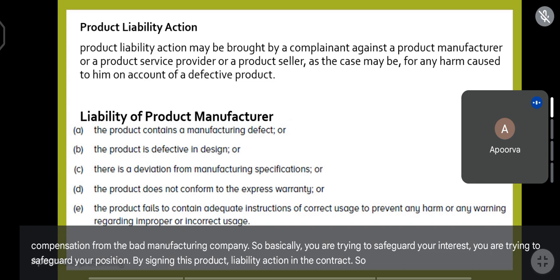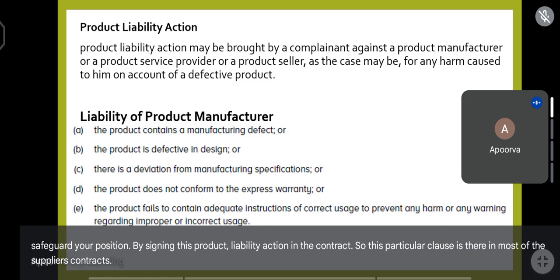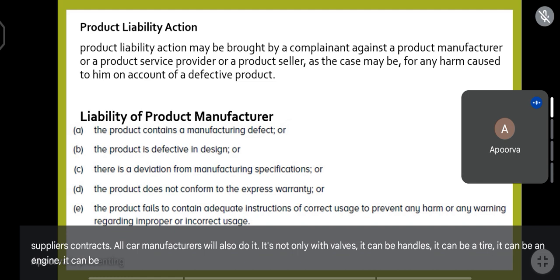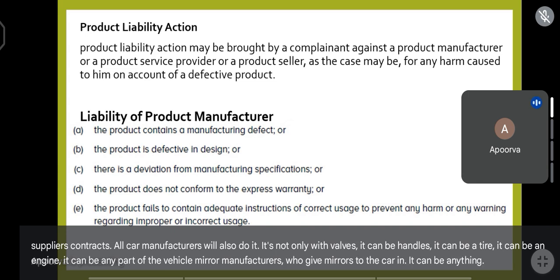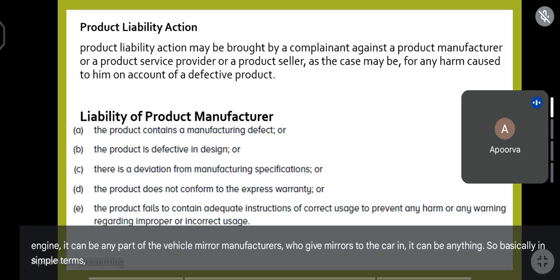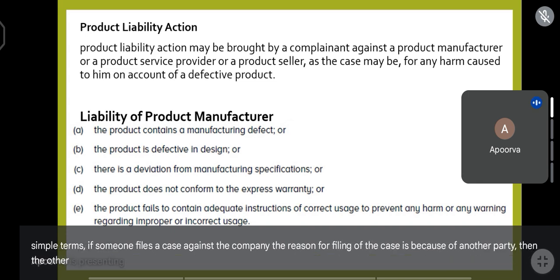This particular clause is there in most suppliers' contracts. All car manufacturers will also do it. It's not only with valves. It can be handles, a tire, an engine, or any part of the vehicle, including mirror manufacturers who give mirrors to the car. So basically, in simple terms, if someone files a case against the company, and the reason for filing the case is because of another party, then the other party will compensate for any loss.